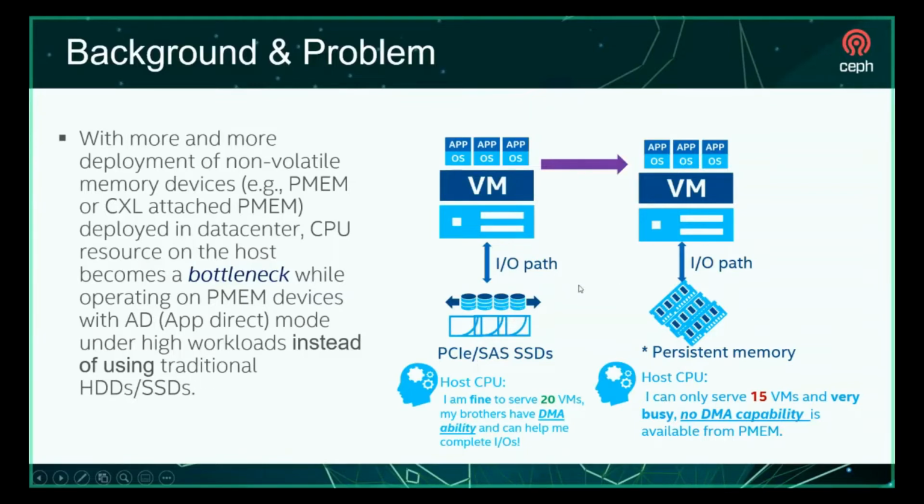But if you change this situation, it means that you replace those SSDs with the persistent memory devices. The CPU may complain that now I can only serve 15 virtual machines and am very busy because there is no DMA, direct memory access capability from those persistent memory devices. So in such situation, without the DMA capability from the devices, CPU will be much busier to deal with the read-write IOs to those devices.